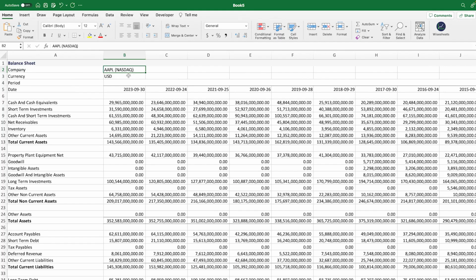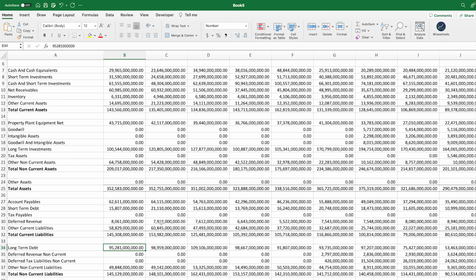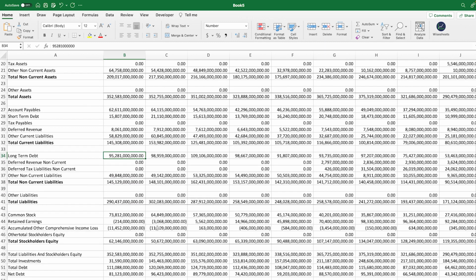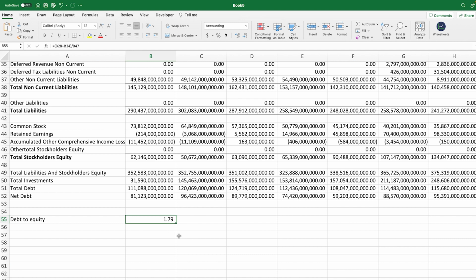Consider Apple. In 2023, the company had short-term debt of $15 billion, long-term debt of $95 billion, and total stockholders' equity of $62 billion. Therefore, the debt to equity would be calculated as follows. We take this plus the long-term debt divided by the total stockholders' equity. And this gives us a number of 179. This is close to a 2-to-1 ratio.